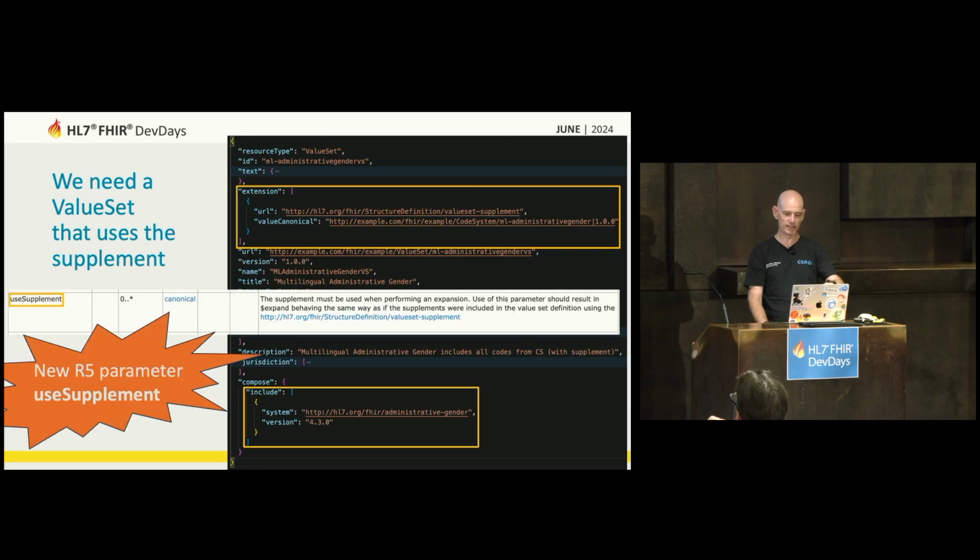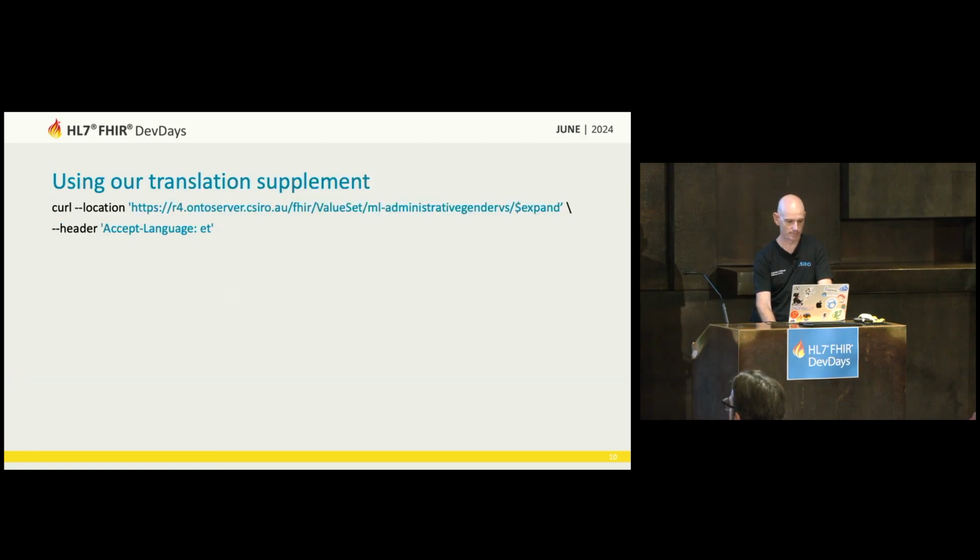Now, interestingly, in R5, and I've included this in R4 because, let's face it, most people are still using R4, there's a new parameter in R5 where, instead of doing this extension, you can pass that parameter in the request to say use this supplement when you're going to produce this expansion, which is super handy, and so you don't have to pre-declare it in the value set. And we've pre-adopted that parameter, so you can try that out.